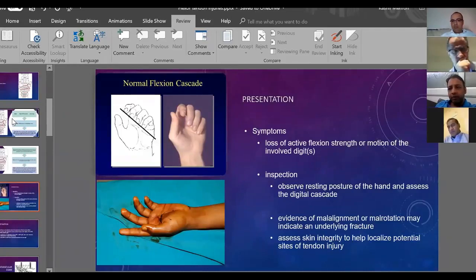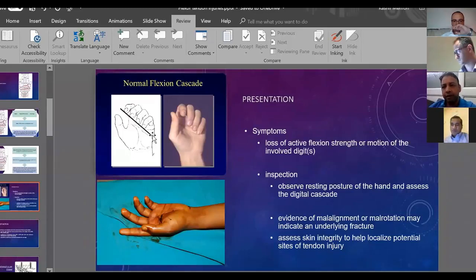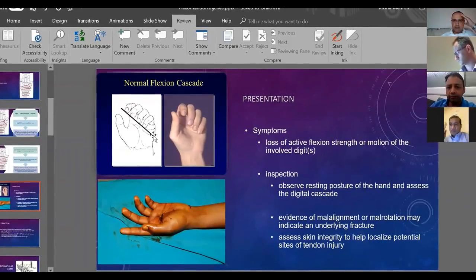When you inspect those, you need to see the resting position, posture of the hand, and digital cascade, which you can see here. This is a normal digital cascade, which you need to observe. If you see any evidence of malalignment or malrotation, that may indicate an underlying fracture, and you have to assess the integrity of the skin, which can help to localize the potential site of the tendon injury.